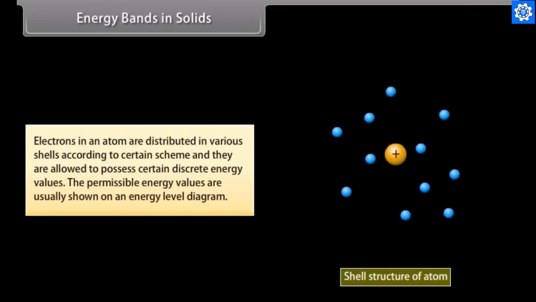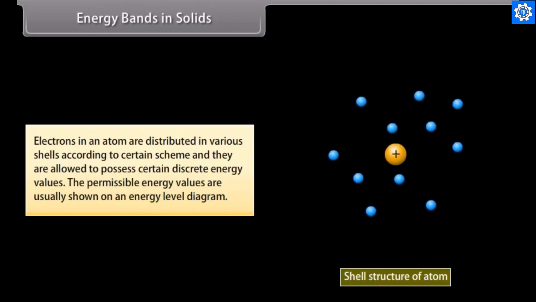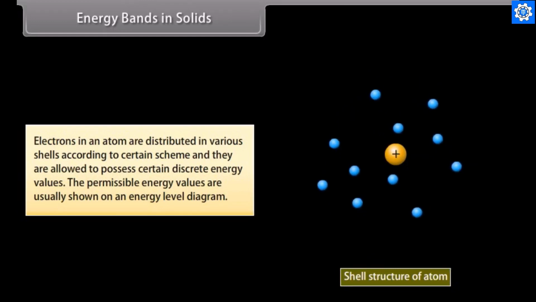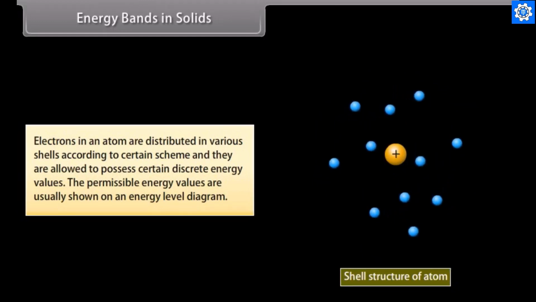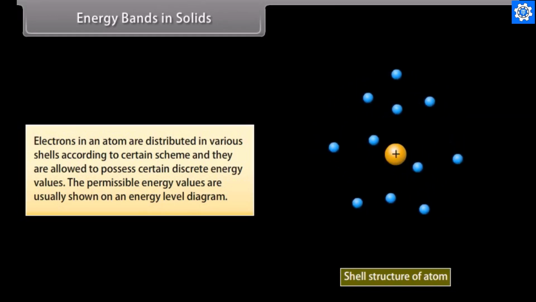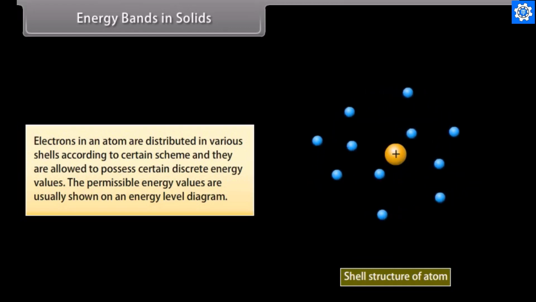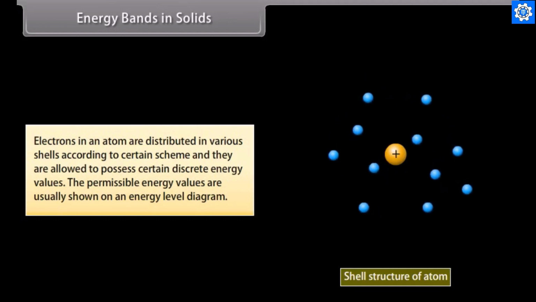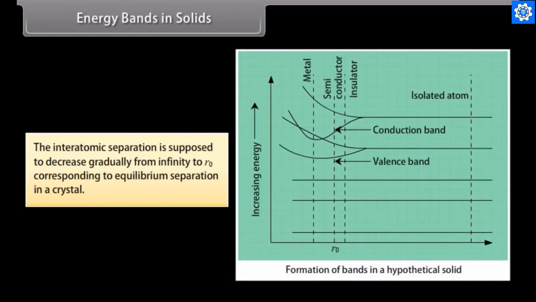Energy bands in solids. Electrons in an atom are distributed in various shells according to certain scheme and they are allowed to possess certain discrete energy values. The permissible energy values are usually shown on an energy level diagram. We consider the formation of bands for the energy level normally occupied by the valence electrons and the next level above it. The interatomic separation is supposed to decrease gradually from infinity to R, corresponding to equilibrium separation in a crystal.